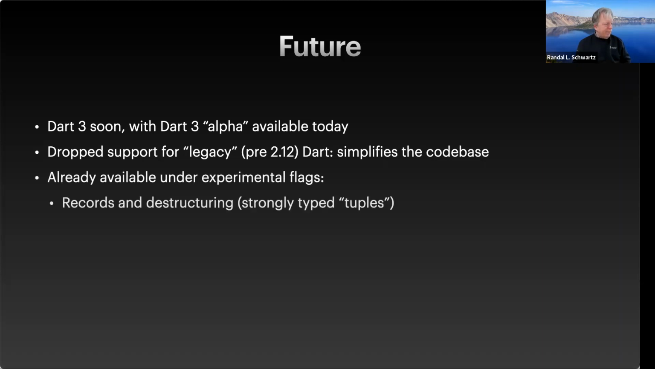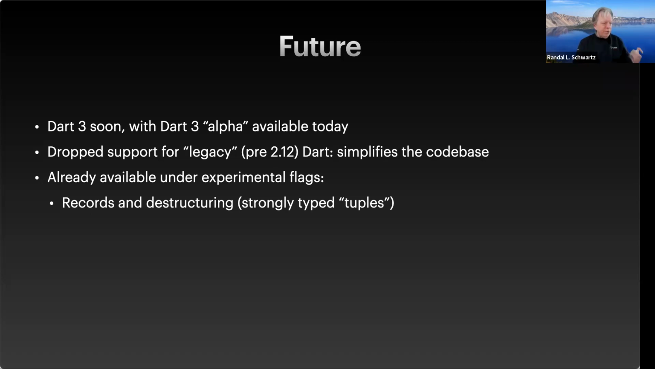Again, under the experimental flags, there are some new features that are really important to bring Dart into parity with other languages that are sort of in this space, like Rust and Kotlin and those guys, like records and destructuring, so tuples that have strong typing. This is the simplest way to think of this, is being able to return multiple values from a function at once, rather than just have a single type return.